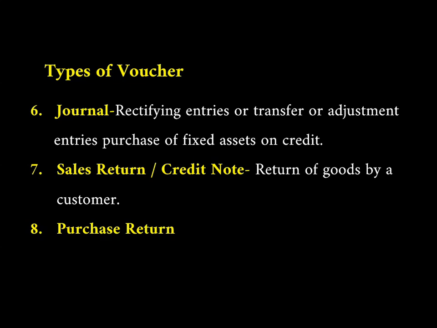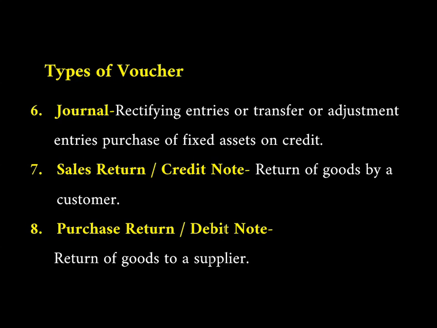Next, purchase return. When you purchase some goods and you return them to the supplier, that time you can make a purchase return, or that is called the debit note. Here you can make a debit note, return of goods to a supplier. So these are the different types of vouchers.